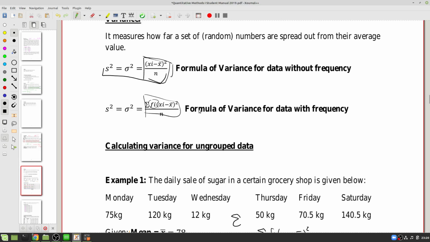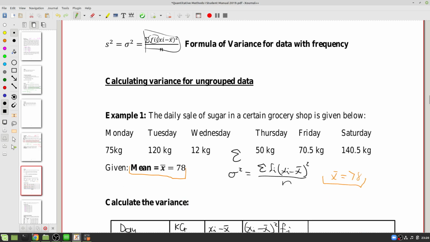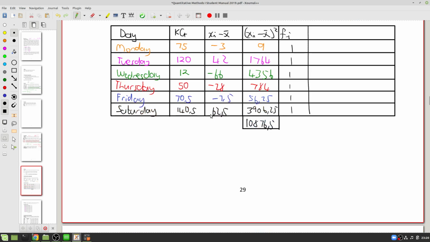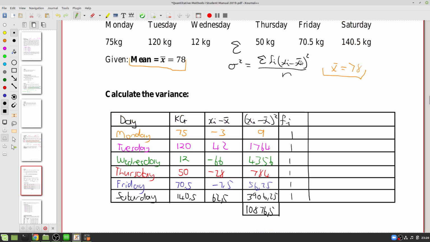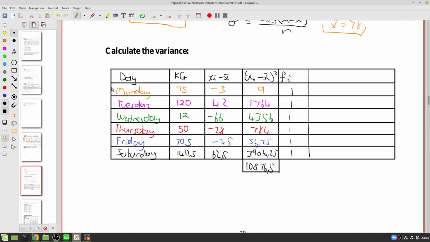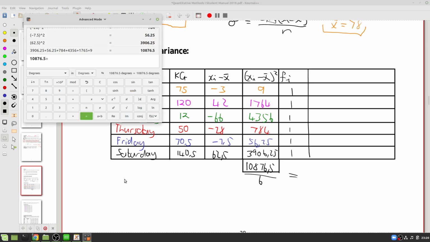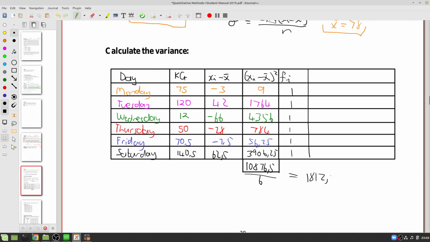That'll be maybe the last one we do today. Anyway, in this case, we can ignore this because that is just 1. So we multiply everything by 1, it doesn't change. And then we divide it by n. How many days were there? 1, 2, 3, 4, 5, 6. So we divide that by 6, and that'll be our answer. 1812.75. And there we go, that is our variance.